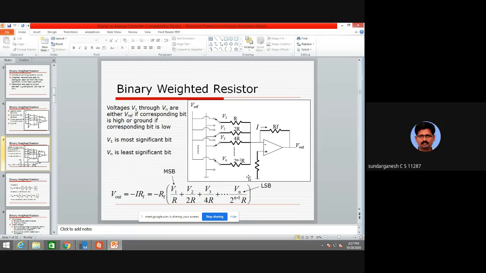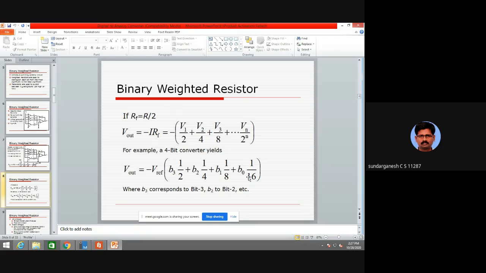In the binary weighted resistor method, the voltages V1 to Vn are either V reference or ground, depending on the corresponding bit. V1 is the MSB and Vn is the LSB. So Vout equals minus Rf times (V1 by R plus V2 by 2R plus V3 by 4R up to Vn by 2 to the n minus 1 R). If Rf and R are equal, then Vout equals minus VR times (V1 plus V2 by 2, V3 by 4, up to Vn by 2 to the n minus 1).